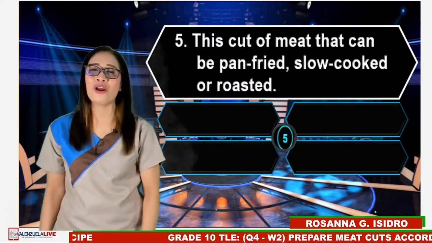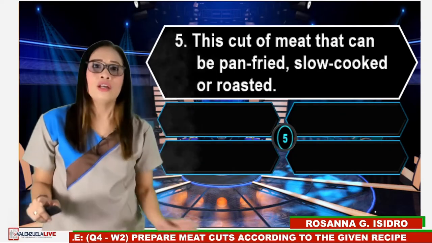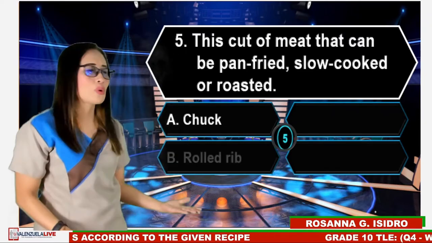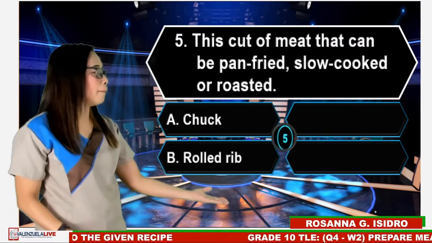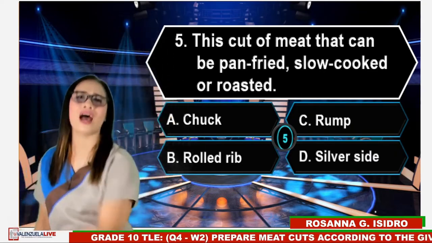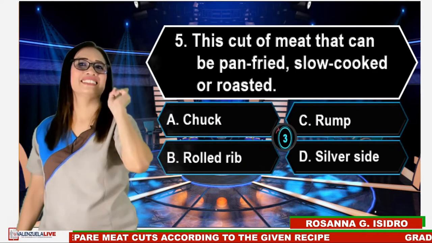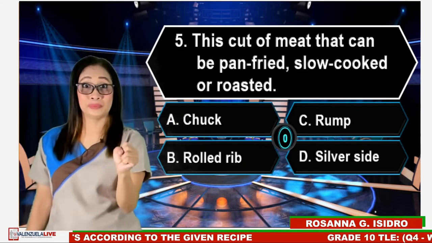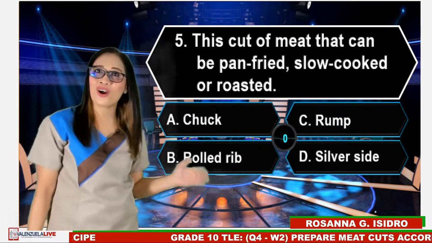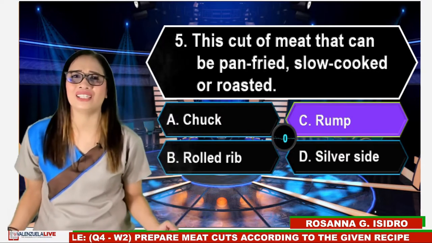Let's have the last one, number five. This cut of meat can be pan fried, slow cooked, or roasted. It is letter A, chop. Letter B, rolled rib. Letter C, rump. Or letter D, silver side. Your time starts now. The answer is letter C, rump. You're incredibly intelligent.